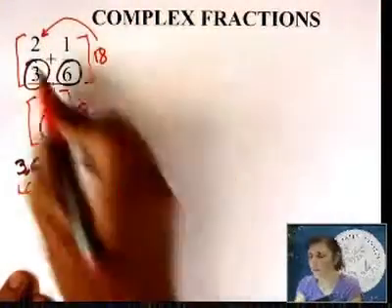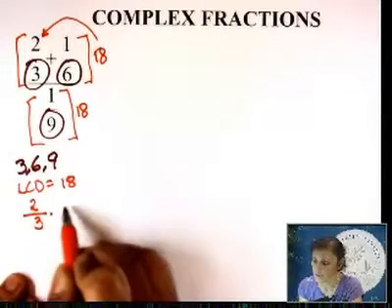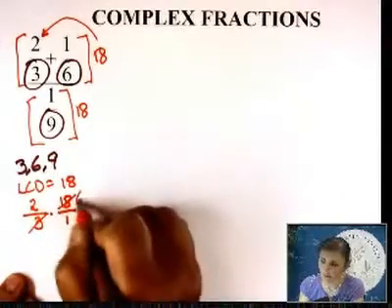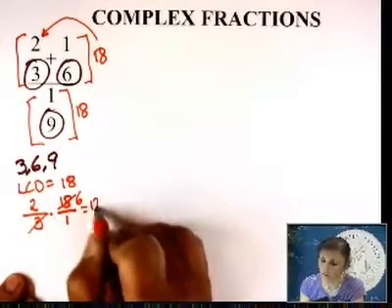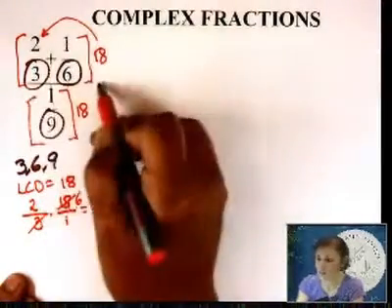Divide before you multiply. What is 2/3 times 18? Let me do it here. 2/3 times 18. Let's put a 1. Guess what? You're going to end up with 2 times 6, 12. So 18 divided by 3, that's 6. 2 times 6 is 12.